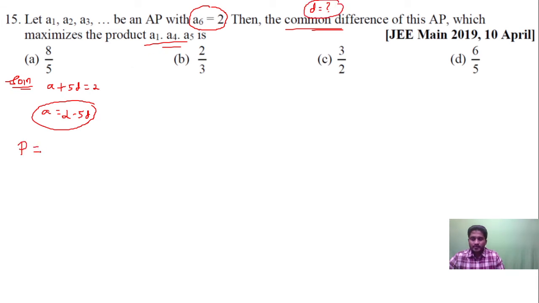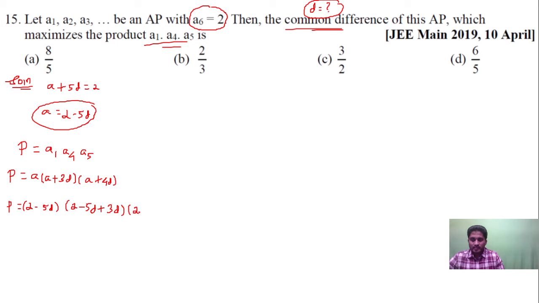So the product P is equal to A1 into A4 into A5. A1 is the first term, A4 is a plus 3d, and A5 will be equal to a plus 4d. So the product P is equal to a, which is 2 minus 5d, so 2 minus 5d, plus 3d.